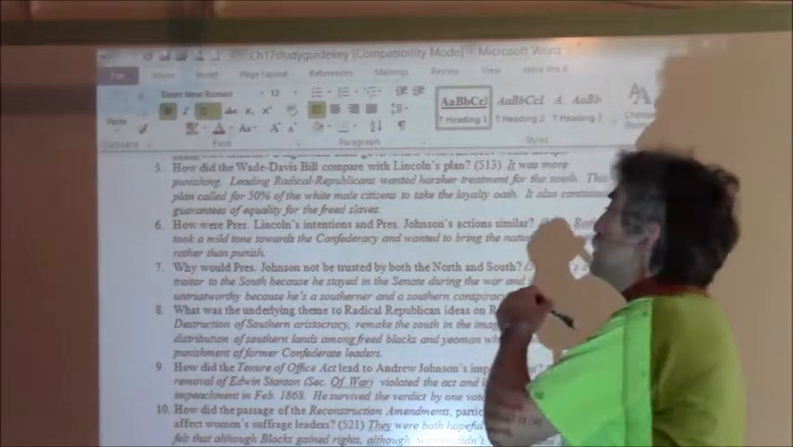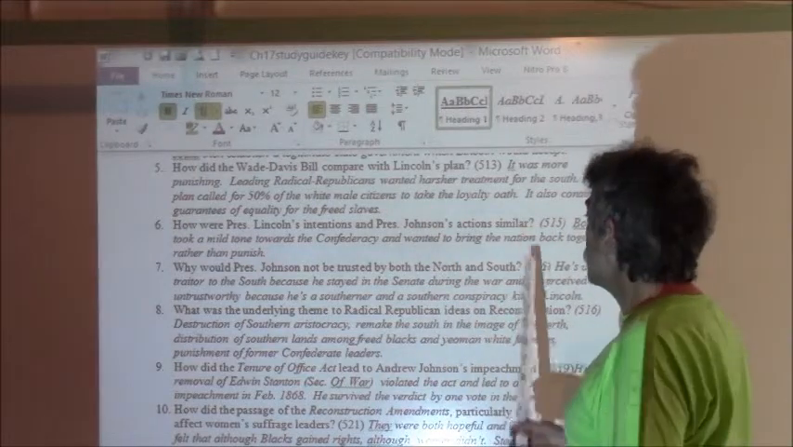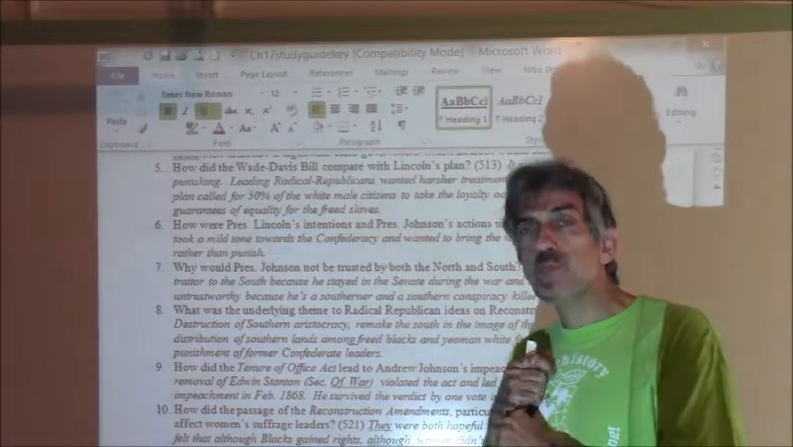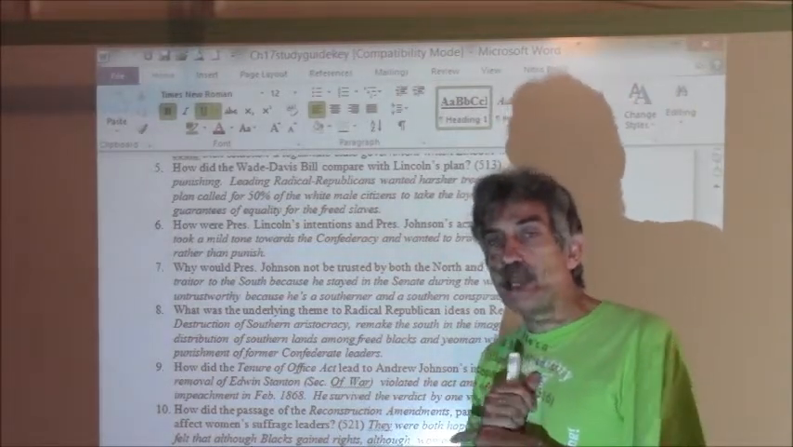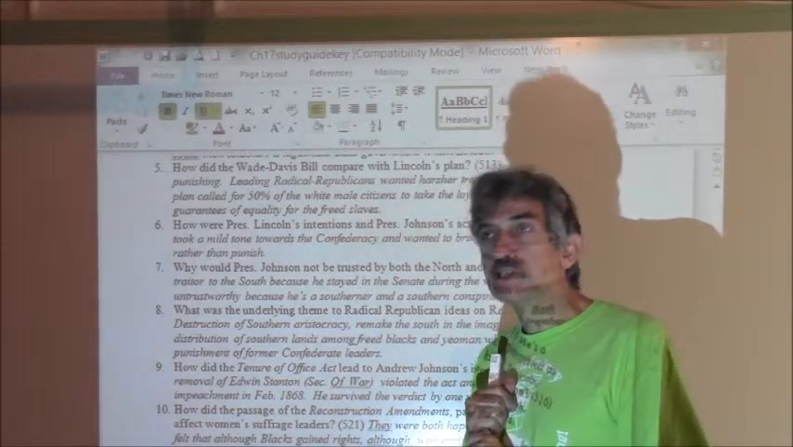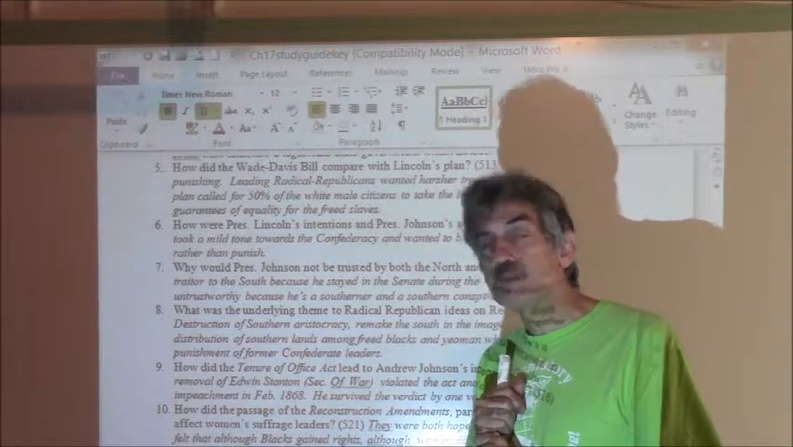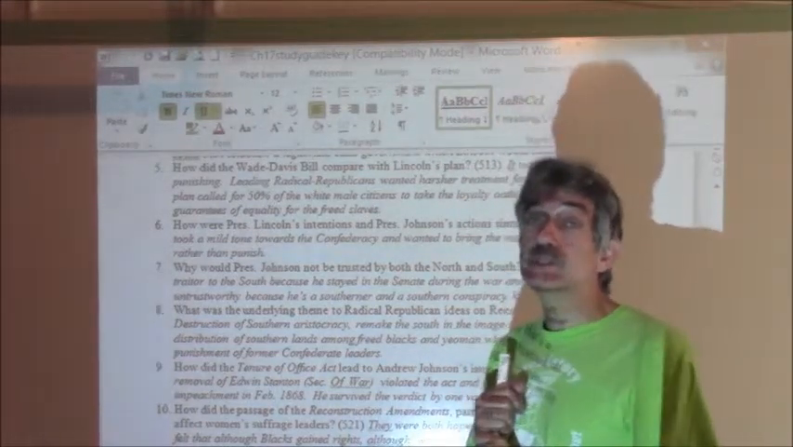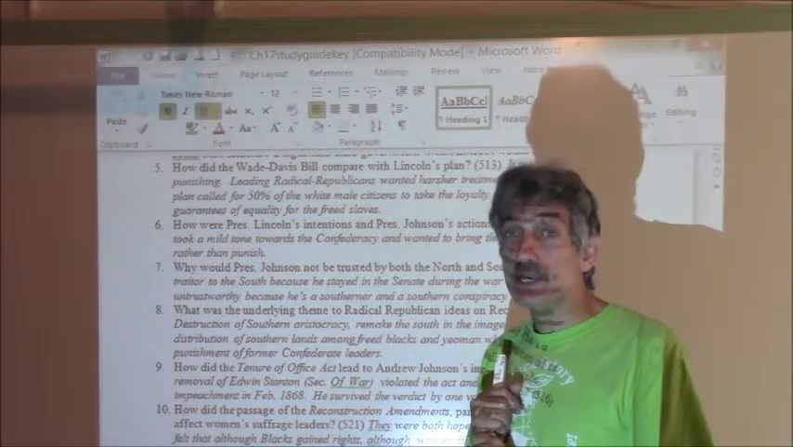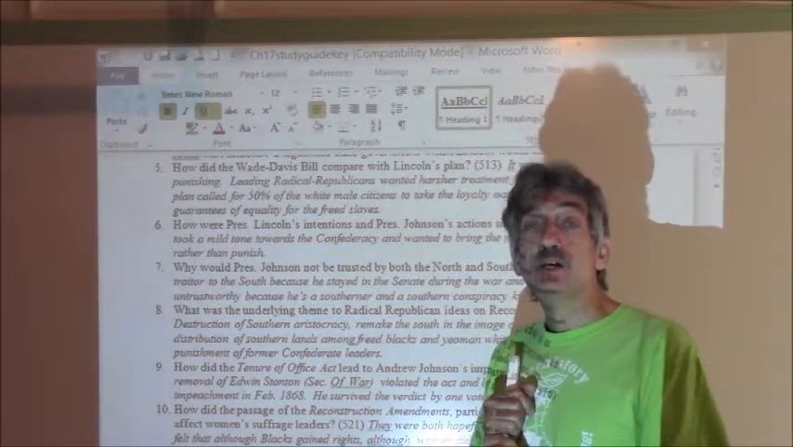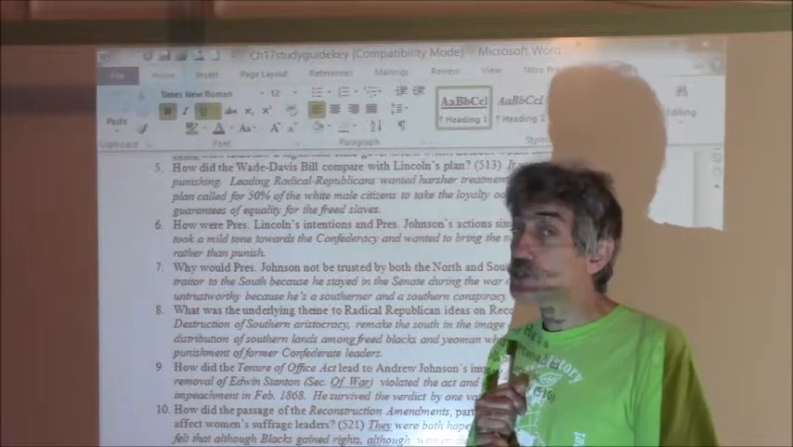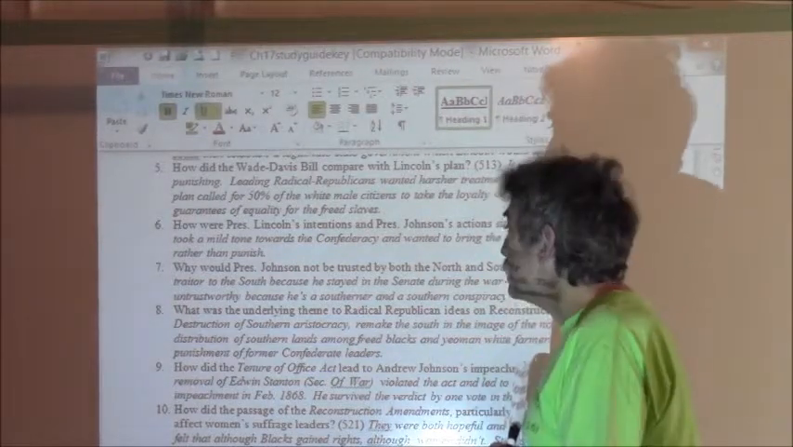How were President Lincoln's intentions and President Johnson's actions similar? Both were conciliatory. Both wanted to bring the South back into the fold with as little punitive measure as possible. The problem was Lincoln could pull that off, Johnson could not. Johnson was not trusted by either side. To the South, Johnson was a traitor. To the North, Johnson was a Southerner. So neither side trusted Andrew Johnson.